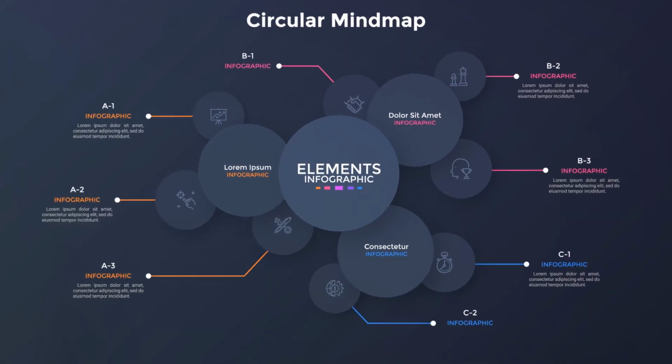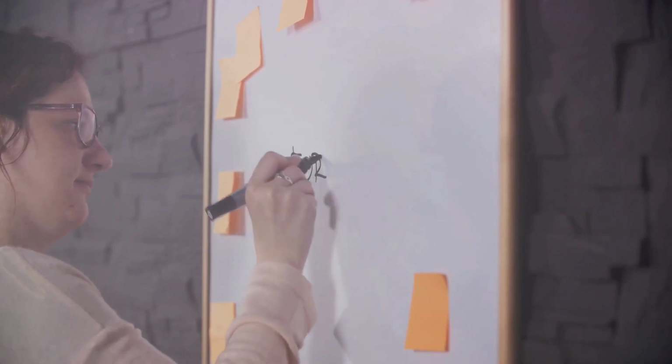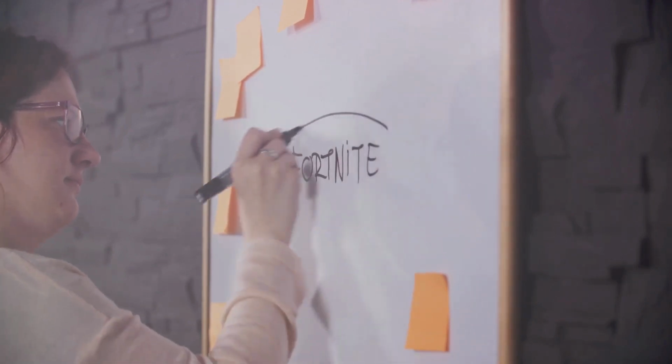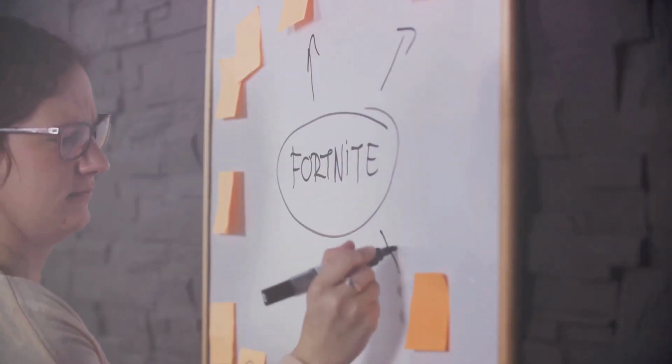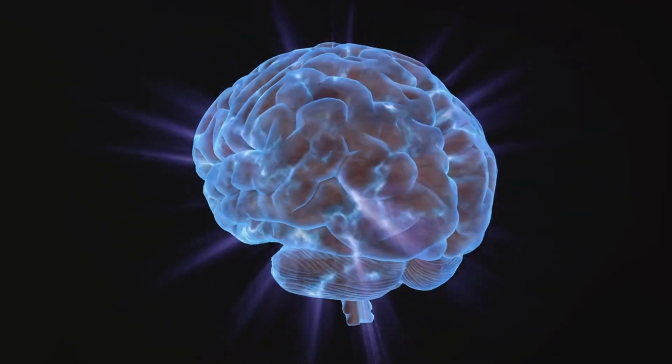Choosing a central idea is all about identifying the core of what you want to explore or achieve. It should be something that sparks your curiosity and drives you to dig deeper. Once you've chosen your central idea, go ahead and place it smack dab in the center of your paper or digital canvas. Write it down, draw it, or even use a picture to represent it. This central idea is the seed from which all your thoughts will branch out.